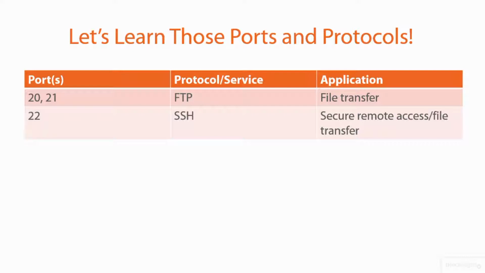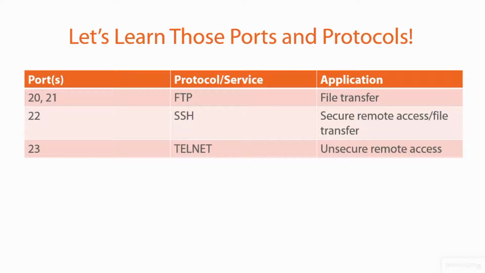SSH is in OS X and Linux Unix by default, but if you want to do SSH in Windows, you'll need to install the server and client bits from a third party. Port 23 is the well-known port for Telnet.